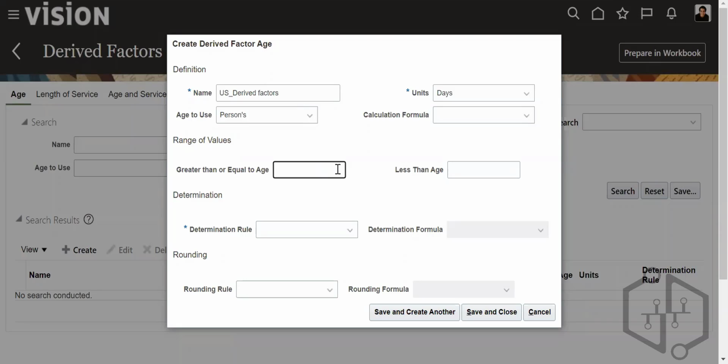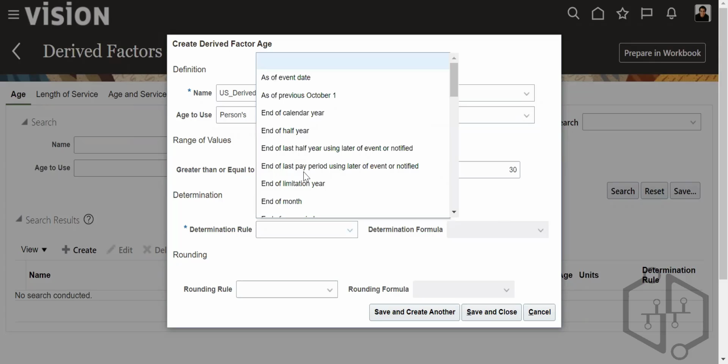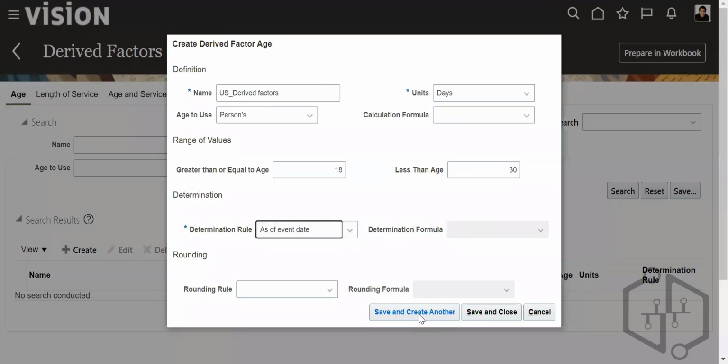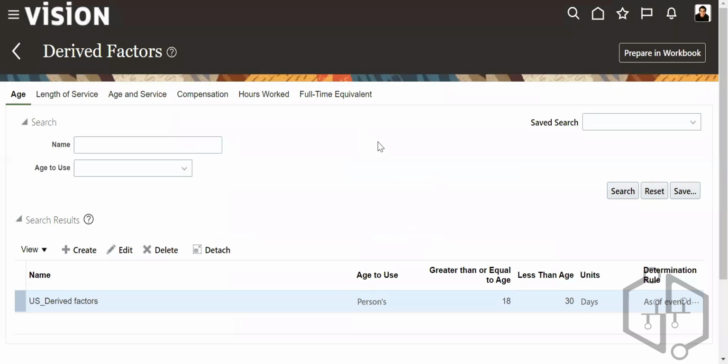So, greater than or equal to age, less than age. I'm just writing the opposite. Greater than or equal to age 18, and here it will be 30. Okay. As of event, save and close. So this is the drive factor I have created. On the basis of age, that means a person should be between 18 and 30 years of age.